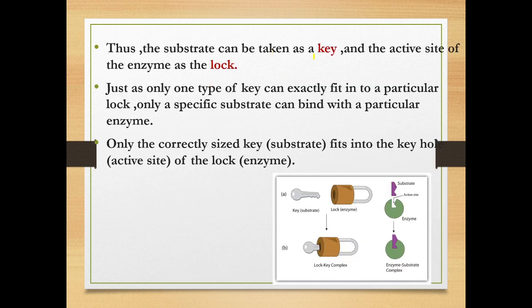Thus the substrate can be taken as a key. So this is a substrate, this one, and the active site of an enzyme is known as the lock. Just as only one type of key can exactly fit into a particular lock, only a specific substrate can bind with a particular enzyme.